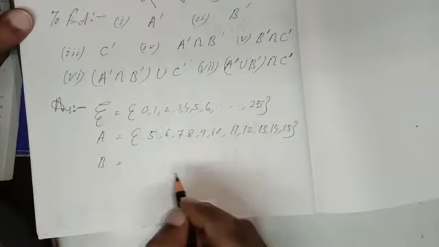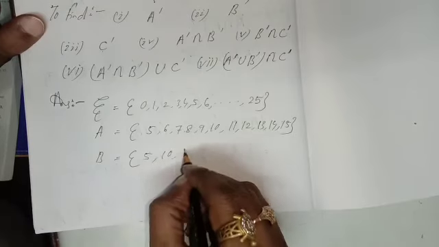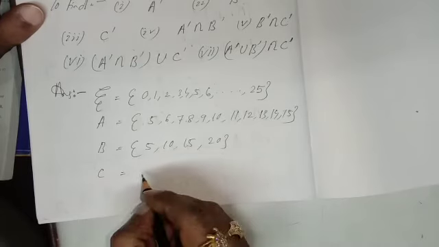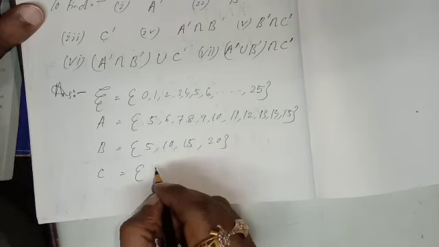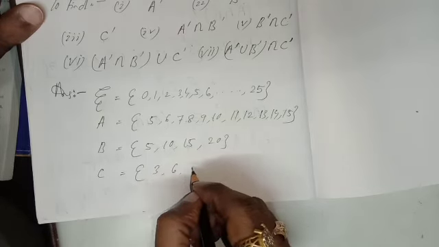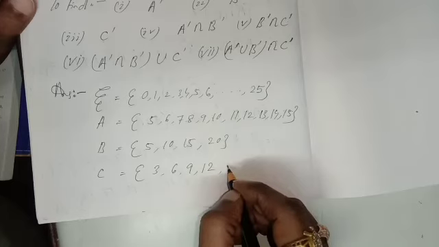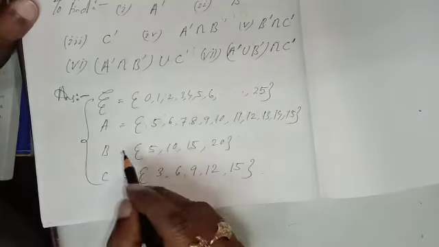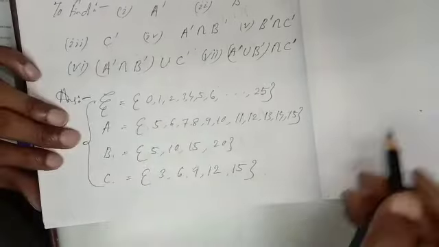Next, B set. B set x is a multiple of 5. Multiple of 5 means it will be 5, 10, 15 up to 20 you have to write. Next C. C is a set x is a multiple of 3. That means you have to write 3, then 6, 9, 12, 15, up to 15 you have to write. Now you are able to find all the elements present in the given universal set, A set, B set, C set.